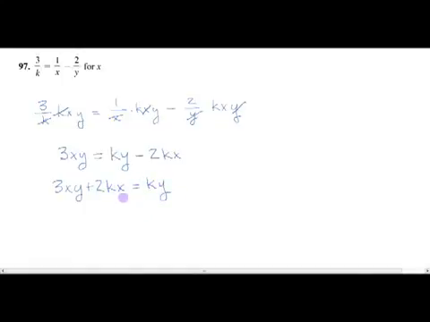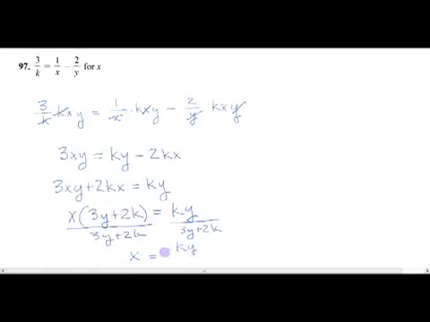Remember, we're solving for x. We need to pull it away from the other things that are with the x. So let's factor x out, we get 3y plus 2k. Now I just need to divide by 3y plus 2k. That gives me x equals ky over 3y plus 2k. Remember, check and make sure that the formula doesn't have the variable in it that you're solving for.